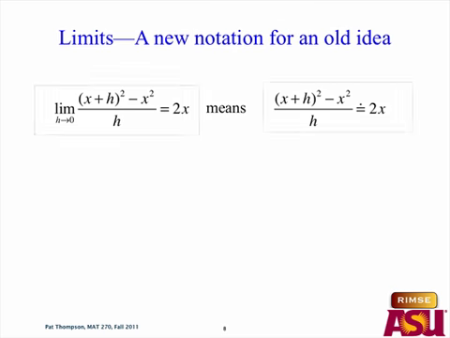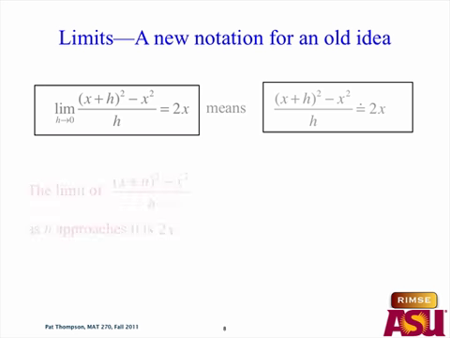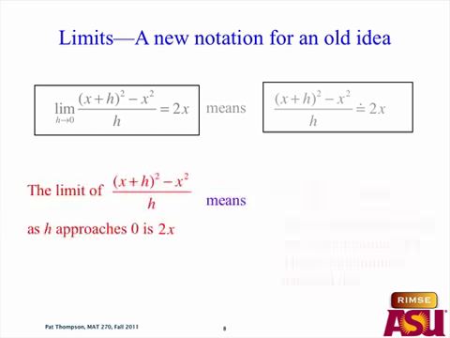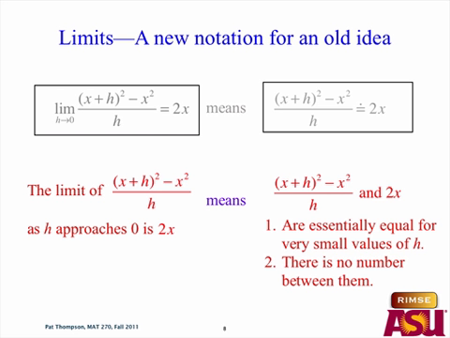So two different ways to show it. On the left, the limit of x plus h squared minus x squared over h as h approaches 0 is 2x. So that's how we say that one. This way, we're saying these are essentially equal, so the equal sign with a dot over it means essentially equal for small values of h. Or in other words, there's no number between them for small values of h.